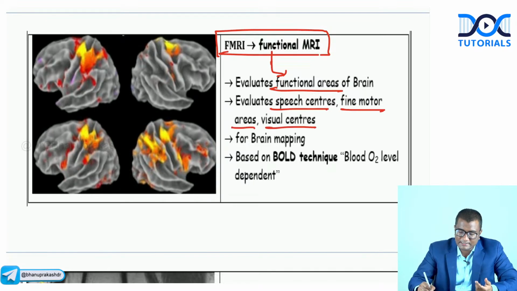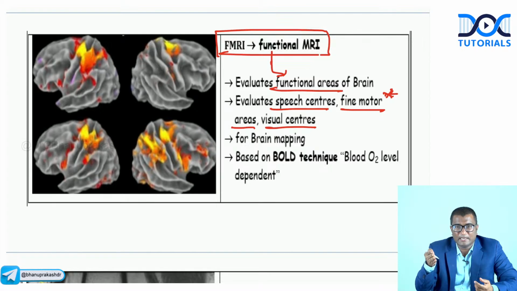So whenever these areas are activated, they'll take up more oxygen, right? So imagine I'm speaking, so my Broca's area will be taking up more oxygen at this point of time. And oxyhemoglobin and deoxyhemoglobin have different signal on MRI. So when you are getting MRI done and you ask the patient to speak or sing, you will be able to identify which area is showing changes between oxy and deoxyhemoglobin, and you can identify the Broca's area of the patient.